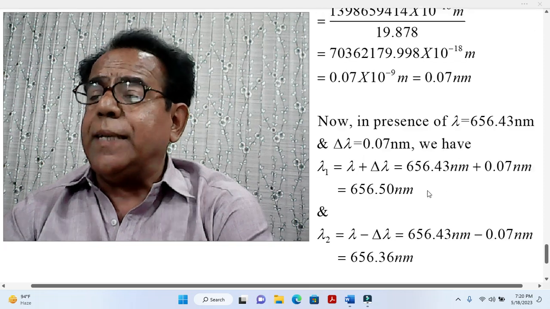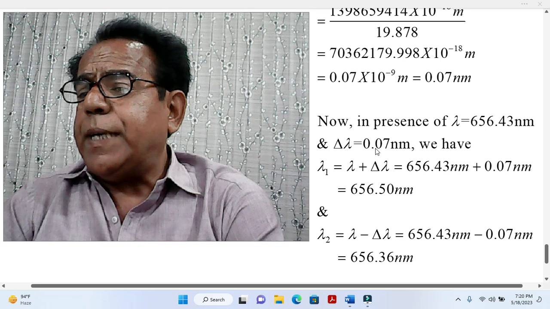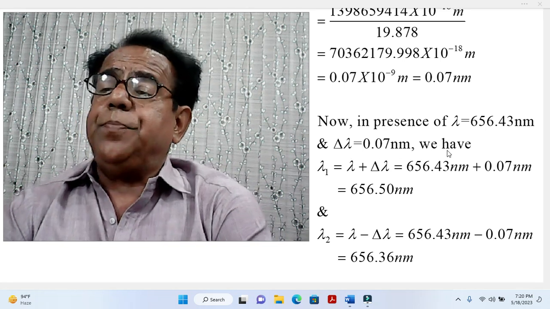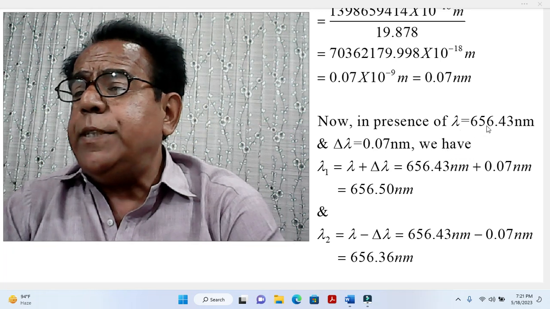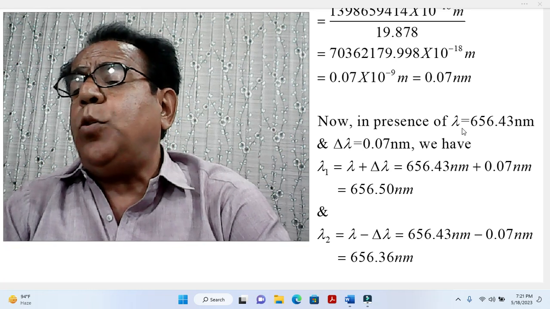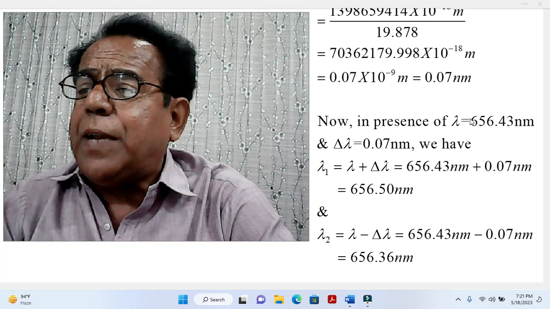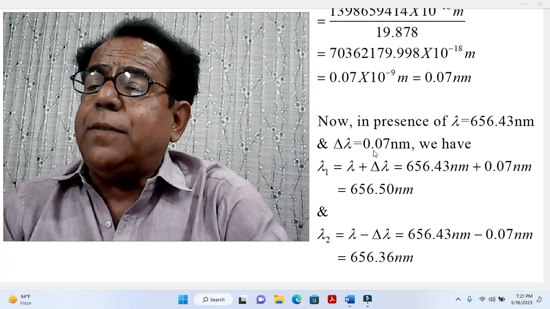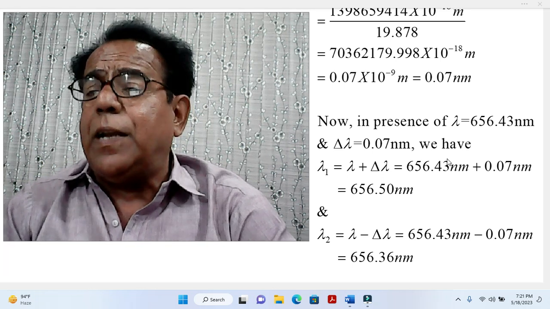Now, in presence of lambda equal to this nanometer and delta lambda equal to this nanometer, we have, because we have to find out 3 values. One value is this, and the other two values will be of this nature that once we will add this value to this value, and the second time we will subtract this value from this value. Okay, in this way we will get three values.